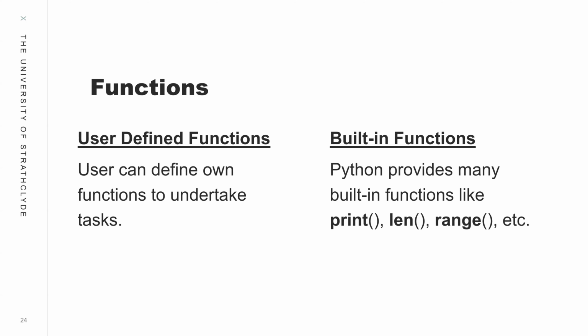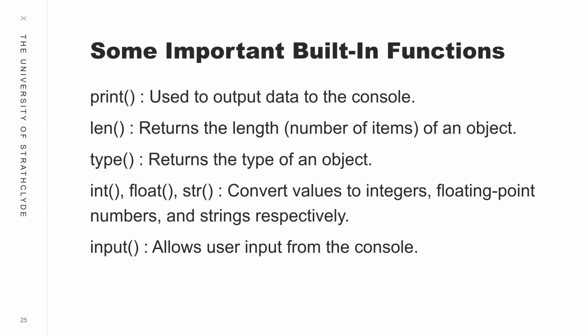Let's take a look at some of the important built-in functions. First, print. Print is what we have just used for debugging. If you'd like to see some outputs in the console, you need to use print. Then len, which comes from length. It returns the number of items of an object. Let's say you have a list, 5, 3, 0, something like that. It gives you the amount of numbers in that list.